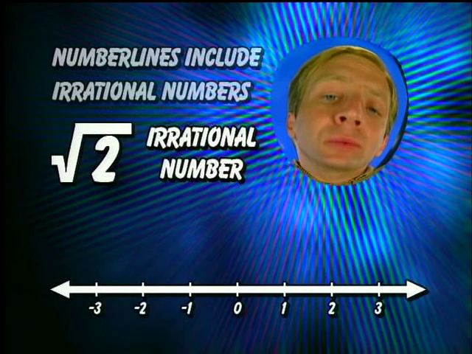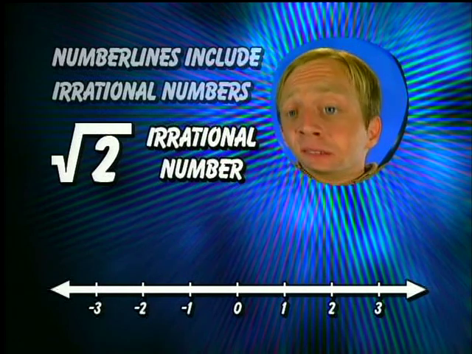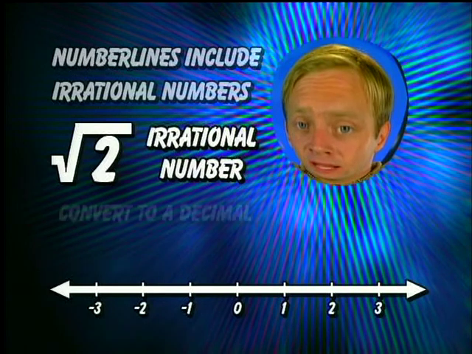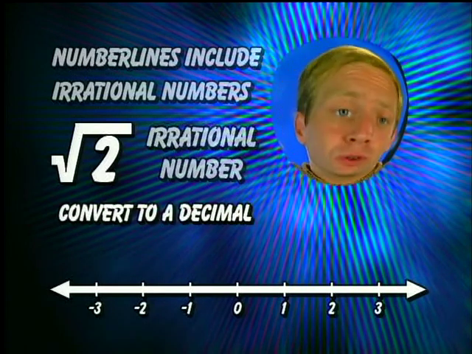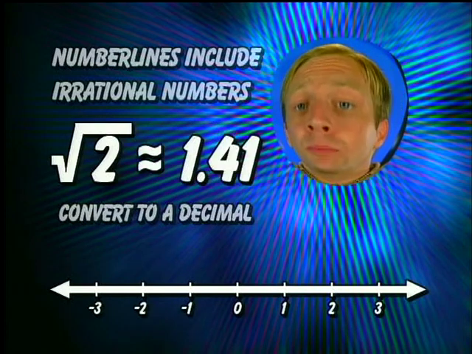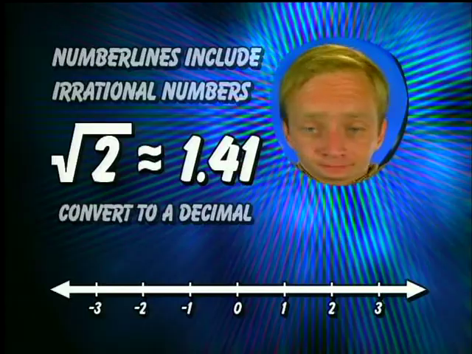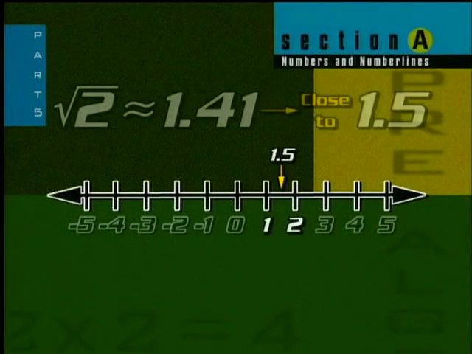Remember we said the square root of 2 was an irrational number? Well, it still is. And it's easier to figure out where it goes on the number line if you convert it into a decimal first. So you may have a chart in your book or a calculator that shows you the square root of 2 is approximately 1.41 when we round it off.